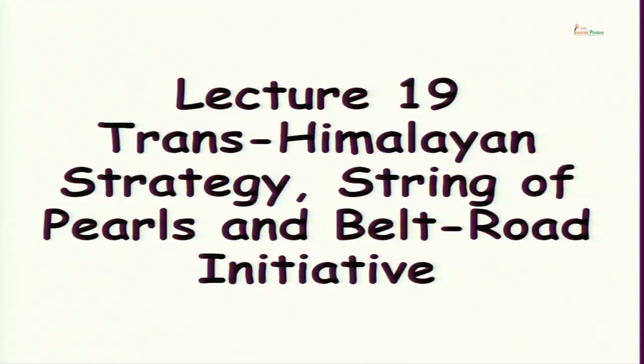So these three are: number one, the Trans-Himalayan strategy. Across the Himalayas, what does China want to achieve and how does it want to achieve it? Then there is the string of pearls. This is in the Indian Ocean region. What is China's goal in the Indian Ocean region? That is called the string of pearls strategy. And then there is the grander one, the Belt and Road Initiative, which connects all the various strategies that China has in various parts of its neighborhood: Eurasia, then the Indian Ocean, the South China Sea. Everything taken together is the Belt and Road Initiative, which is the idea of Xi Jinping. So this particular lecture is titled Trans-Himalayan Strategy, String of Pearls and Belt and Road Initiative.